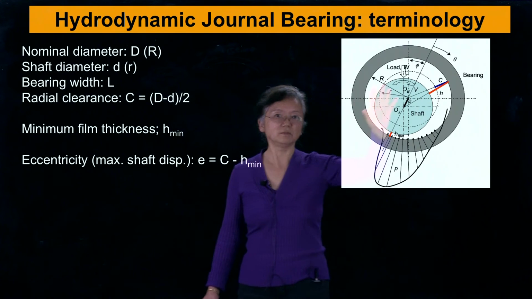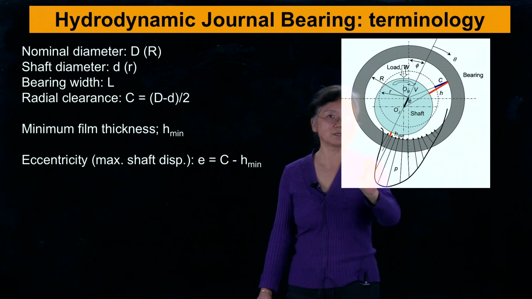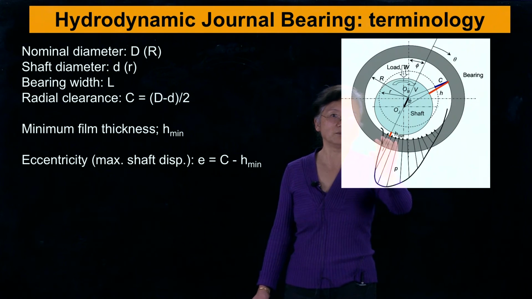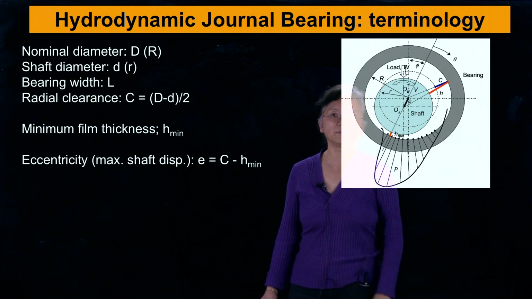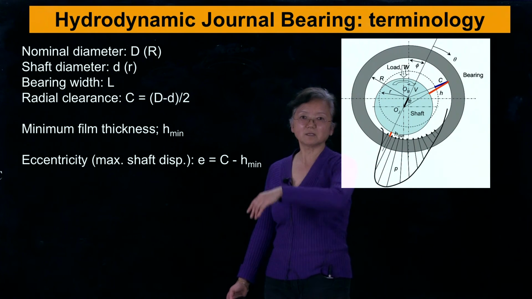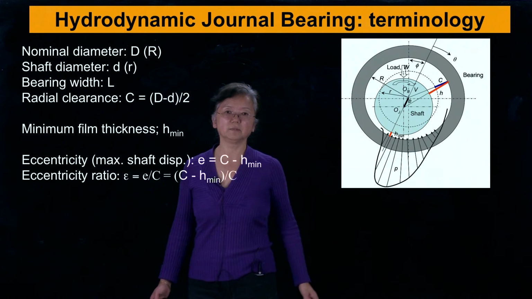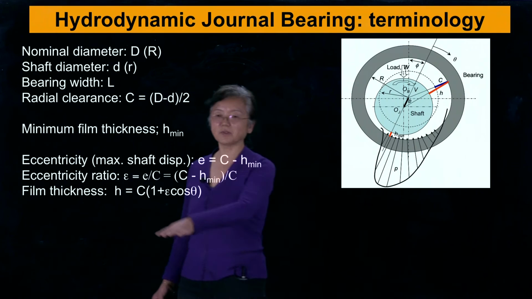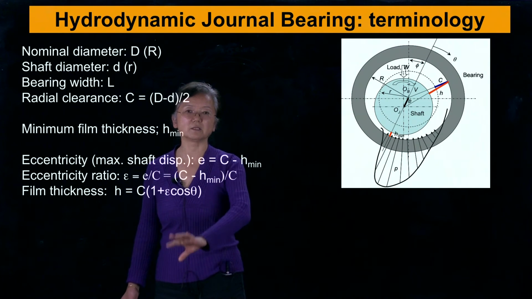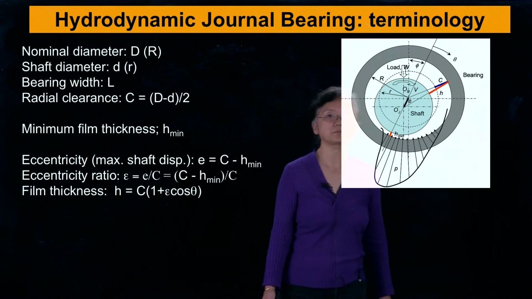That is the tolerance, the clearance C, which is also over here, clearance C minus the minimum film thickness. Non-dimensionalizing this by the clearance, we get the eccentricity ratio, and we use the eccentricity ratio to express the film thickness, which becomes this equation. These three things are from the previous movie. This is a short review.